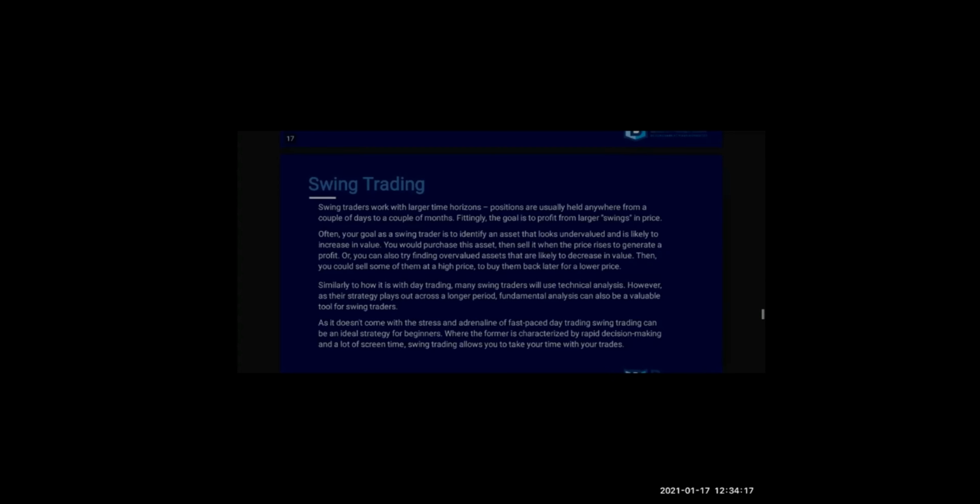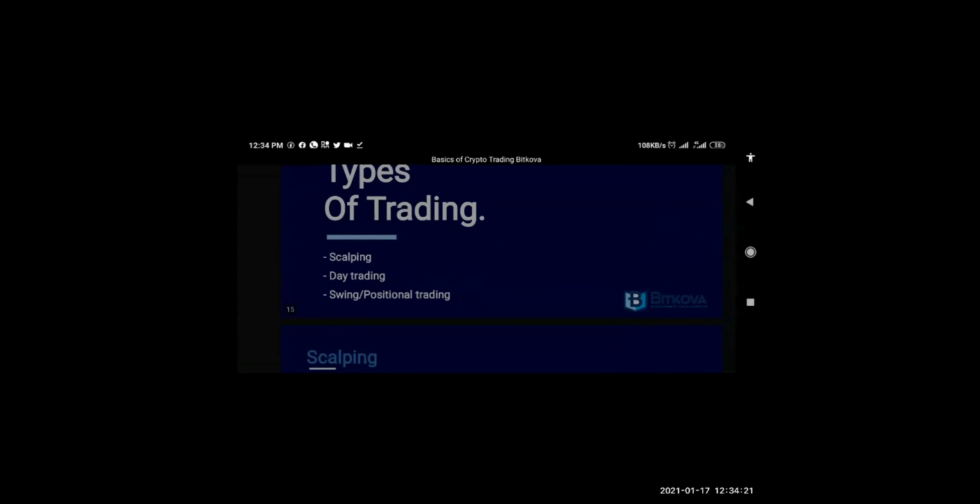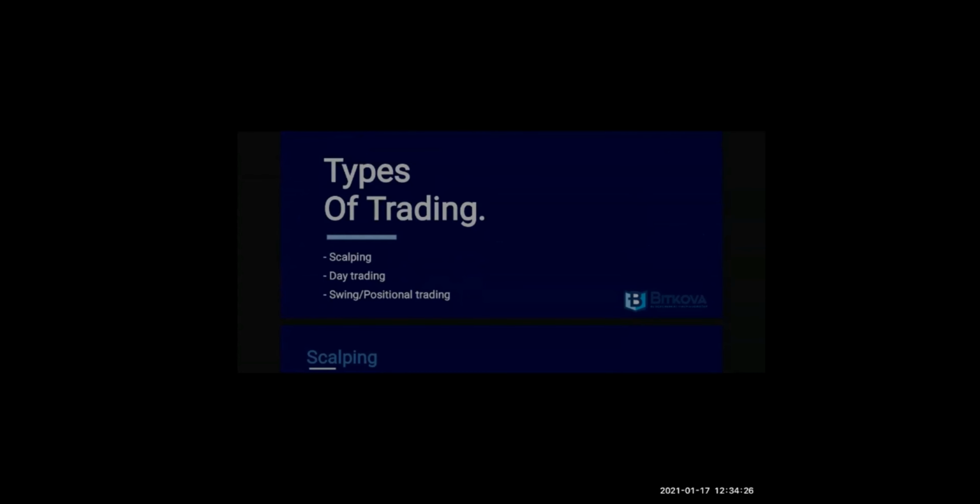Okay, so with these 3 types of trading, that is scalping, day trading, and swing or positional trading, you will know which one of them fits your own style as a beginner. You cannot scalp because you don't know the technical aspect. You cannot day trade because you don't have the full knowledge of the market. But swing or positional trading, this is what you should do.